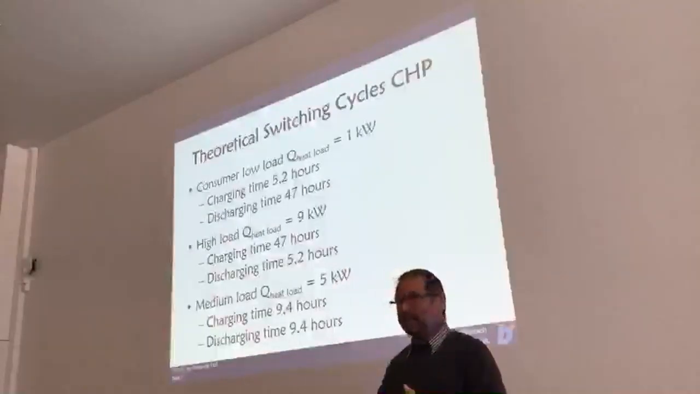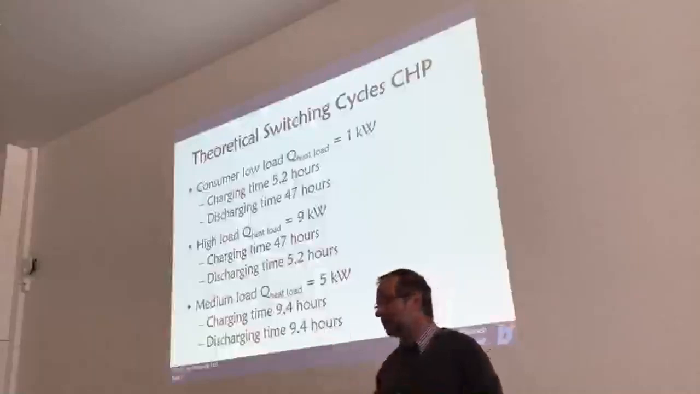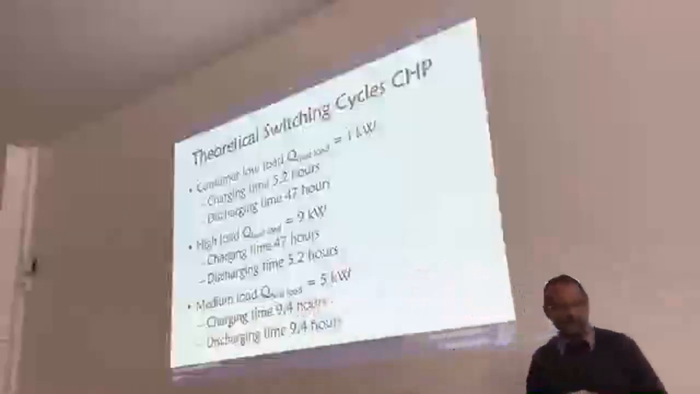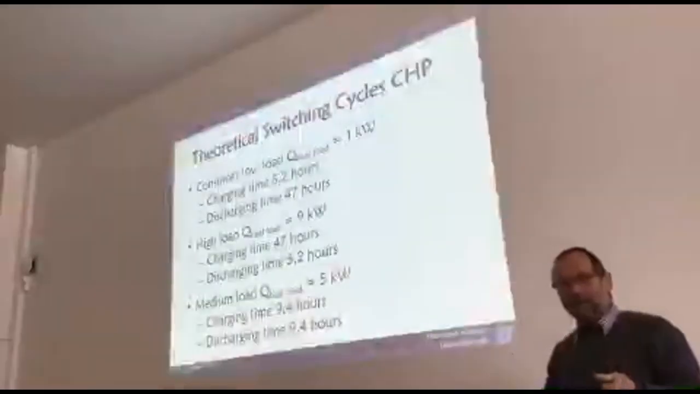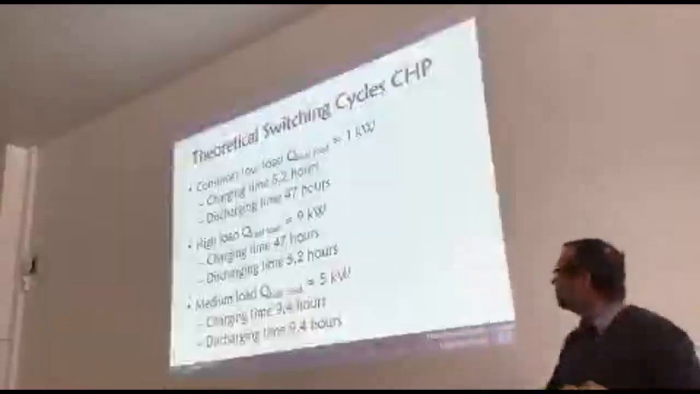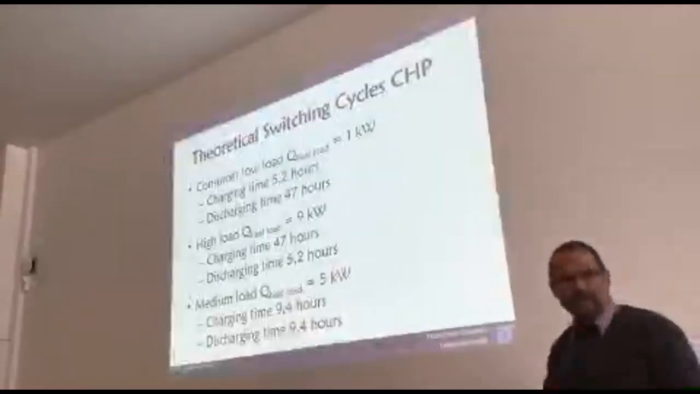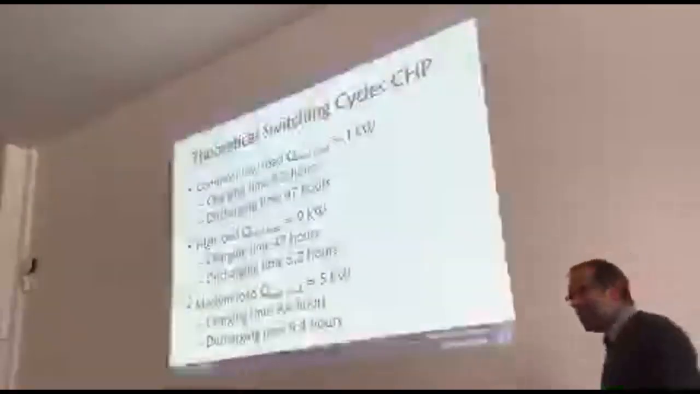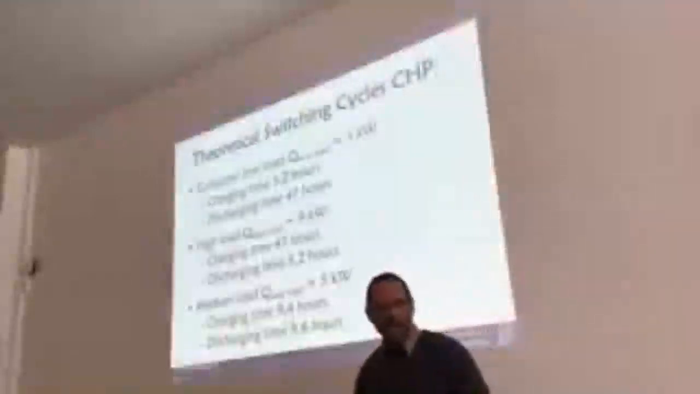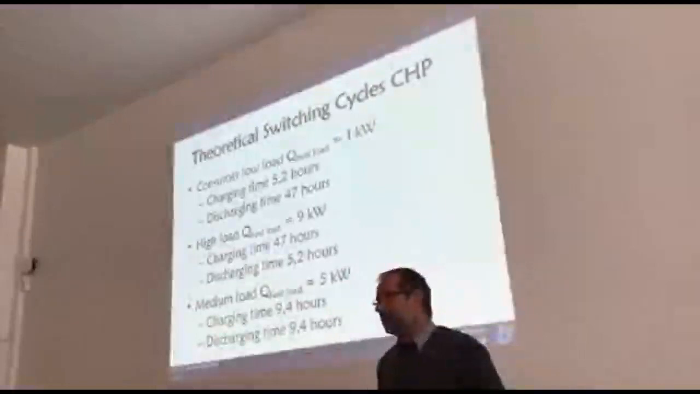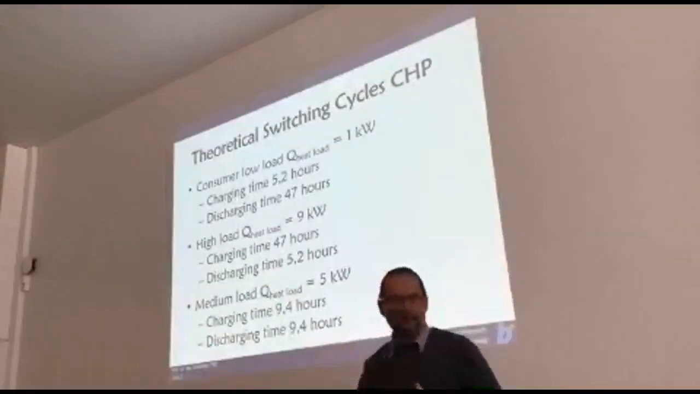The discharging is done with a power of just 1 kilowatt, so it will take 47 hours to discharge the storage tank. So altogether we have a period for the whole cycling of 5.2 plus 47. That is a bit more than 52 hours, so that's more than 2 days. So under theoretical conditions, in that case, the CHP would just have 2.25 days.